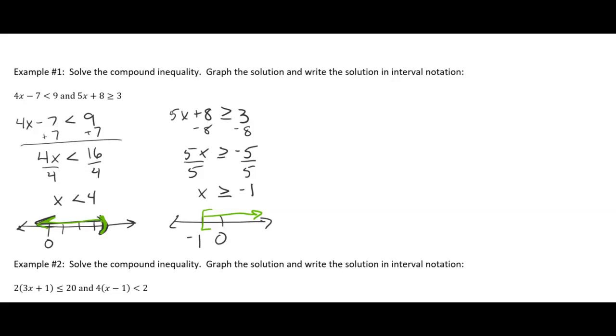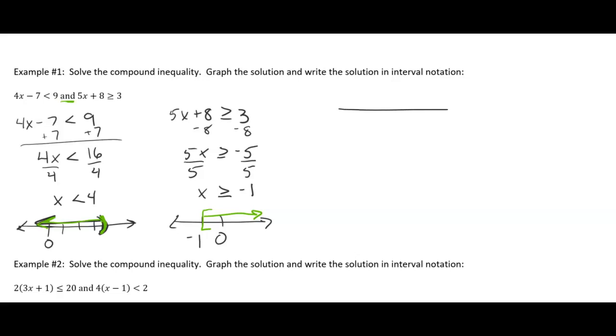So, just that's a little change you have to pick up on, because I know some textbooks do open dot, closed dot. Okay, so now we want to join these two statements with an and. So we need all the numbers that are less than 4, and they're also greater than or equal to -1.